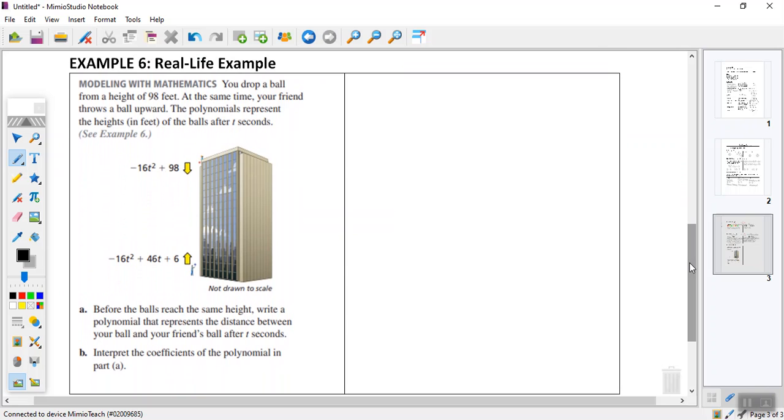Okay. All right, let's see if we can't do this right here. Guys, I'm going to just kind of talk about part A with you. I'll talk about part B with you probably tomorrow on this here a little bit more. But guys, modeling with mathematics right here. It says you're at the top of the building. It says you drop a ball from a height of what, kids? 98 feet. And that 98 feet is represented clear at the top of this building. Okay? At the same time, your friend throws a ball what direction? Upward. The polynomial represents the height in feet of the two balls that are being thrown after what? T seconds. Okay, so you've got this and you've got this, all right? You're dropping something up here, your friend is throwing something up, okay?